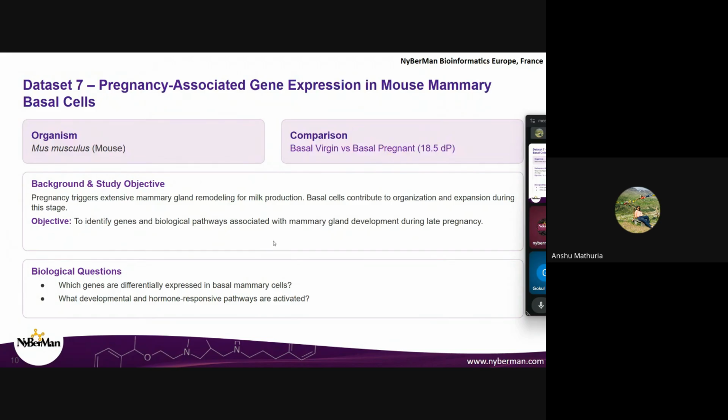Pregnancy is going to induce extensive remodeling involved in the production of milk. Basal cells play an important role in tissue organization and expansion. So there is some tissue expansion that is going to happen, and certain basal cells are going to be involved. When the mouse is pregnant, those basal cells are going to expand more compared to a normal virgin mouse. What expression level is changing so that the cell is expanding, you need to understand from this particular study. The same outcomes are required: upregulated and downregulated genes, which genes are expressed so that the basal cells expand, and what pathways and hormonal responses are involved.